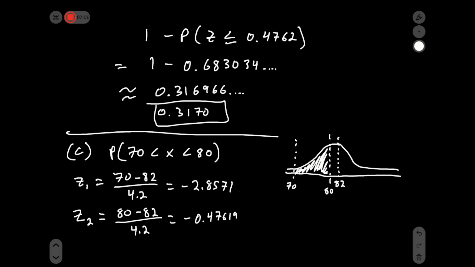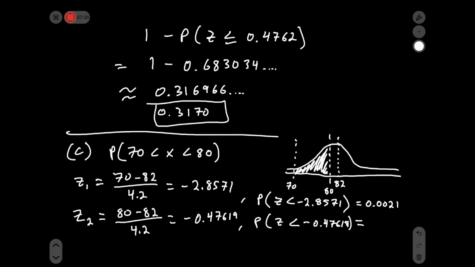And we're trying to find the probability that z is less than negative 2.8571, which is equal to 0.0021, and the probability that z is less than negative 0.47619, which is equal to 0.31697.